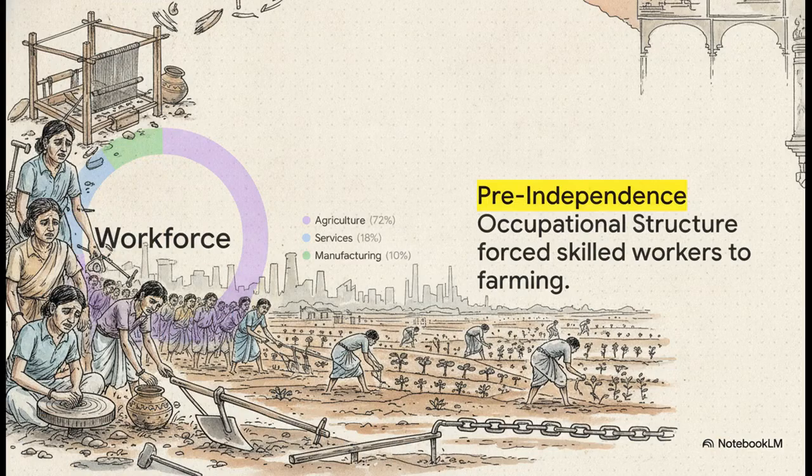Think about it. As the world-renowned artisan economy was ruined, those skilled workers had absolutely nowhere to go. They were forced back to the soil. By the time of independence, the occupational structure had drastically shifted. Over 72% of the population was engaged in an already stagnant agricultural sector. Manufacturing was left with a mere 10%. This created severe overcrowding on the land, dropping productivity even further and cementing widespread rural poverty.